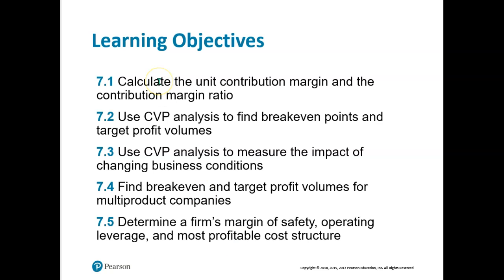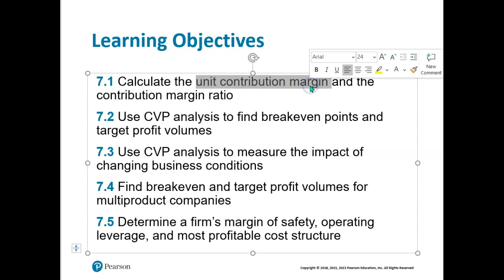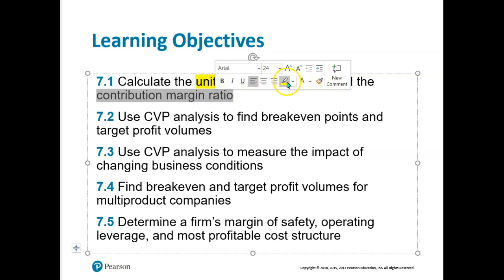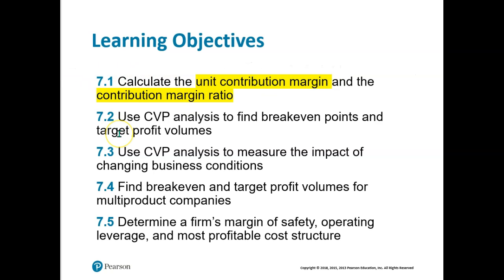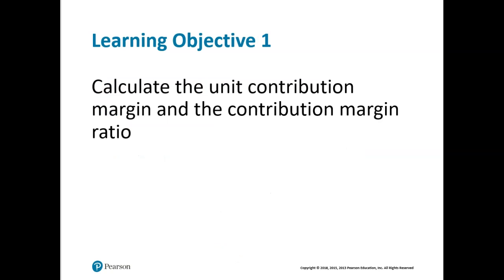Okay, we've got 5 learning objectives here. The first thing that we'll look at is calculating a unit contribution margin and a contribution margin ratio. And that's what we'll look at in this first presentation. Then we use it to find break even. We'll measure the impact of changing conditions using cost, volume, profit analysis. Then we'll find break even and target volumes, and then we've got some ratios at the end that you'll need to know. So first, we're going to calculate the unit contribution margin and the contribution margin ratio.